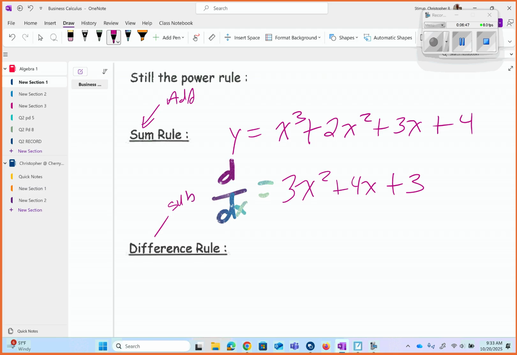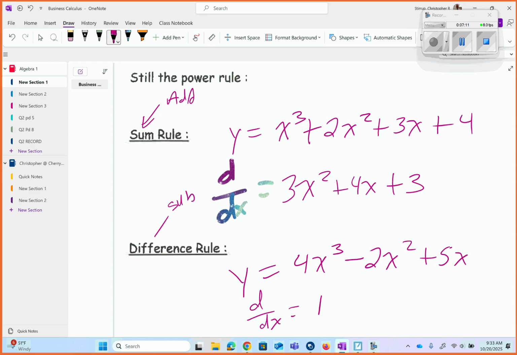Okay? So if you're adding things together, you can find the derivative pretty easily just by going part to part to part. Same thing takes place if I were to subtract. If I wanted to find the derivative, d over dx, that's going to give me 12x squared minus 4x plus 5. Okay, and all the signs stay the same. So those are pretty straightforward, I think.